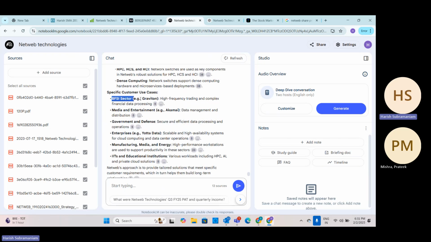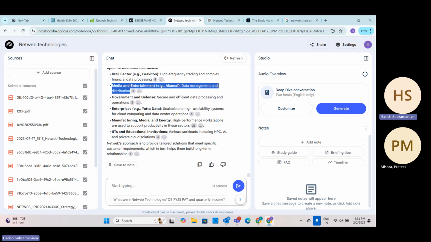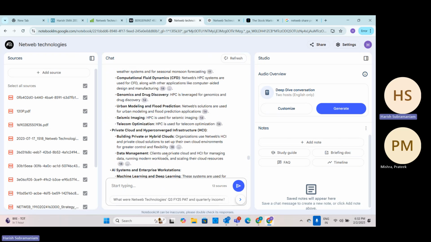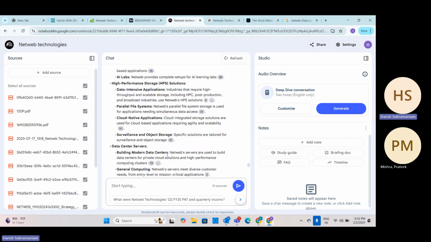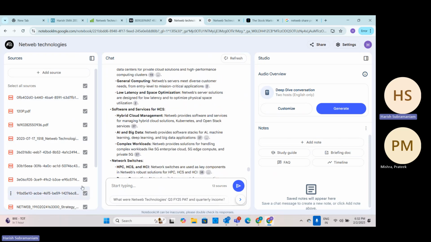BFSI uses it for high frequency trading and complex financial data processing. Media and entertainment uses it for data management. Then government and defense uses it. Enterprises use it for high availability systems. Okay, so with this, we get a sense of what the company is and what it does. So we don't have to go through all the documents. Thankfully, we have these kind of AI models which we can now use.